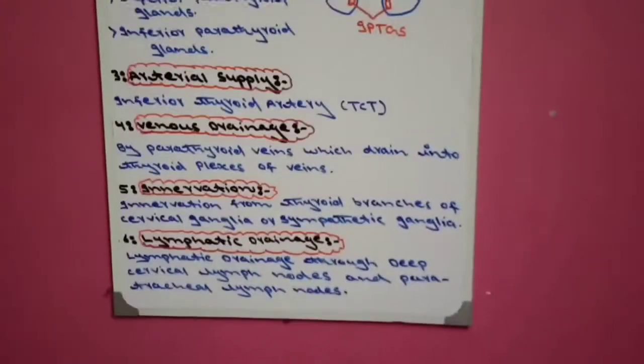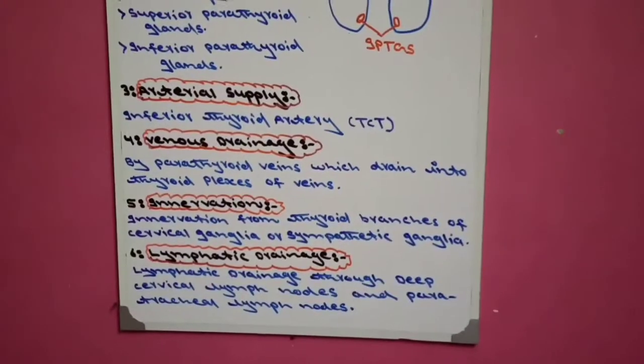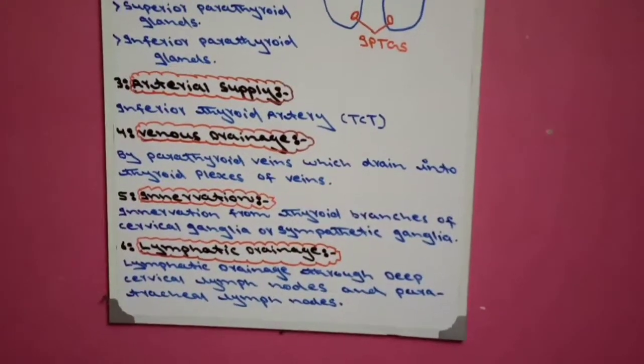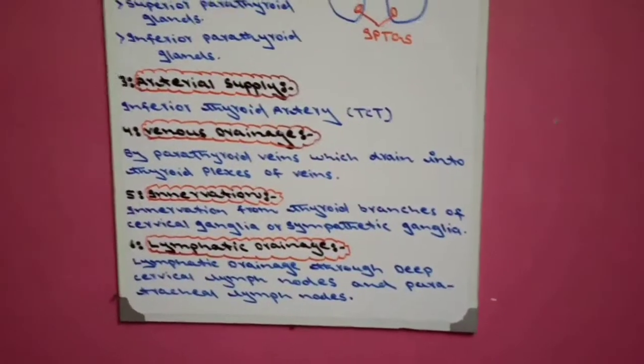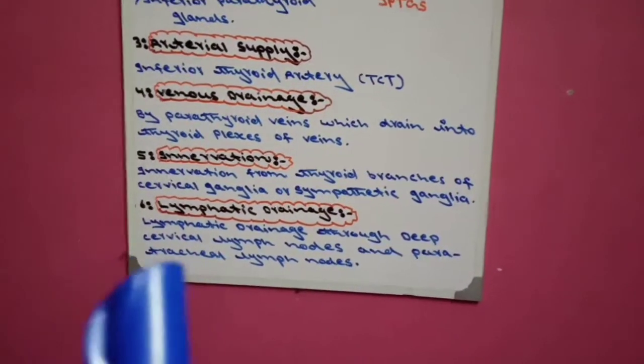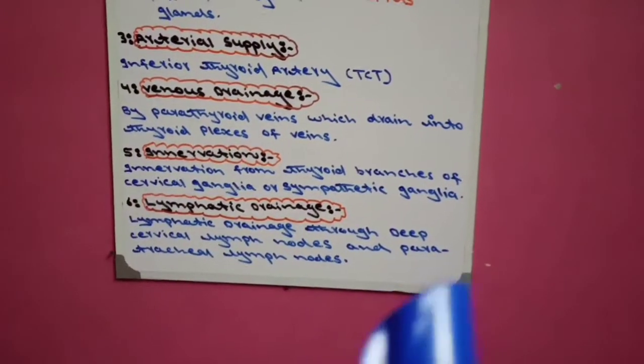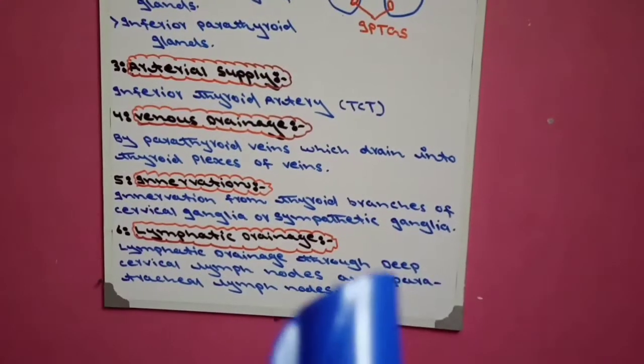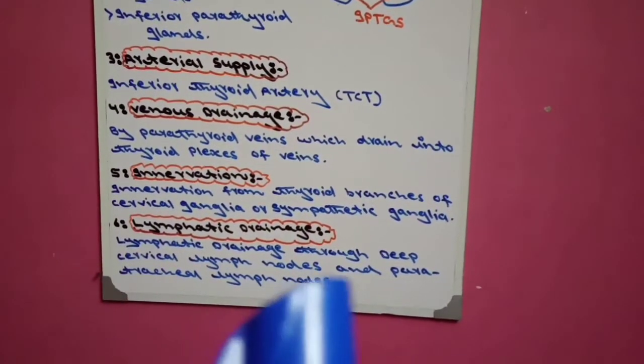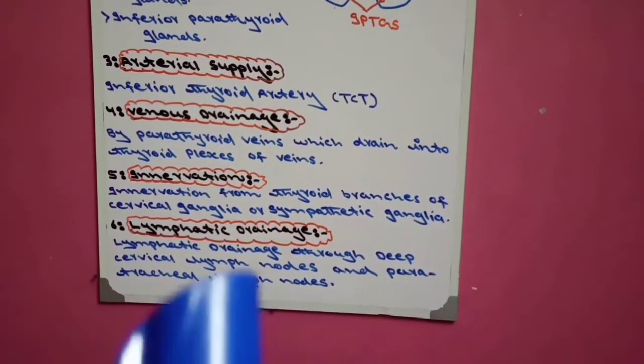Now come to the lymphatic drainage. There are two types of lymph nodes which are responsible for lymphatic drainage of the parathyroid glands. Number one, deep cervical lymph nodes, and number two, paratracheal lymph nodes. Lymphatic drainage is through deep cervical lymph nodes and paratracheal lymph nodes.